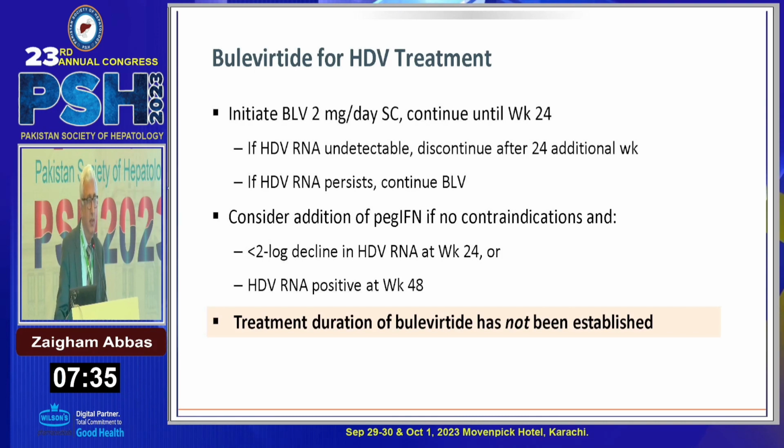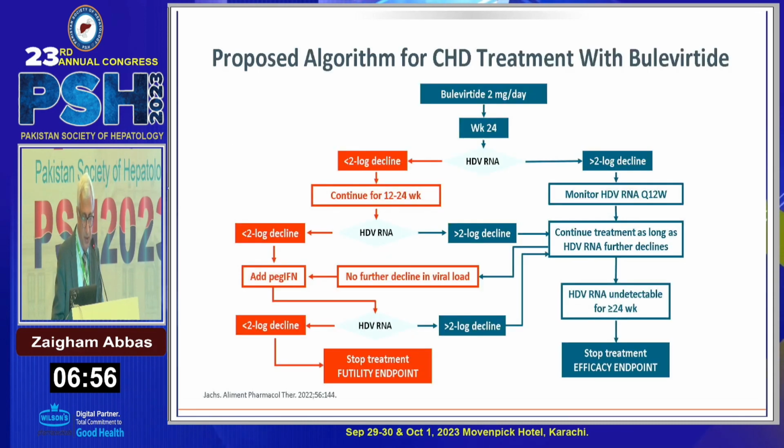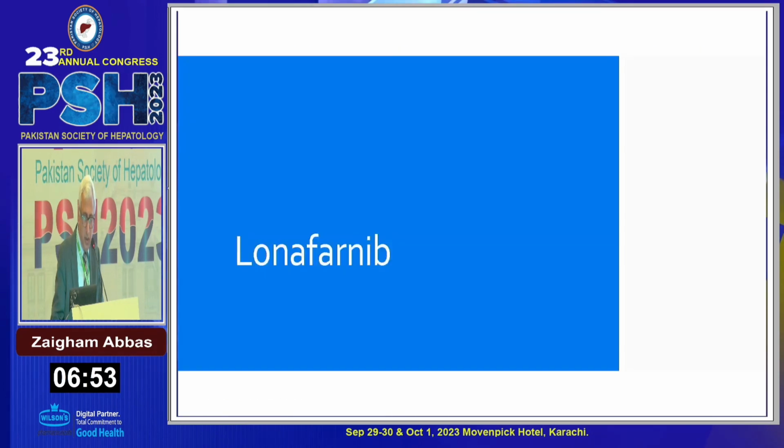So the current consensus is that you start with 2 milligram daily and continue for 24 weeks. If the virus becomes undetectable at 24 weeks, continue treatment for another 24 weeks, and then you may stop. If the virus becomes undetectable at 48 weeks, then you may continue another 24 weeks. If the virus is still there at 48 weeks, or if there is less than 2 log reduction at 24 weeks, add pegylated interferon. So treatment duration with bulevirtide has not been established. This is a similar proposed algorithm for that.